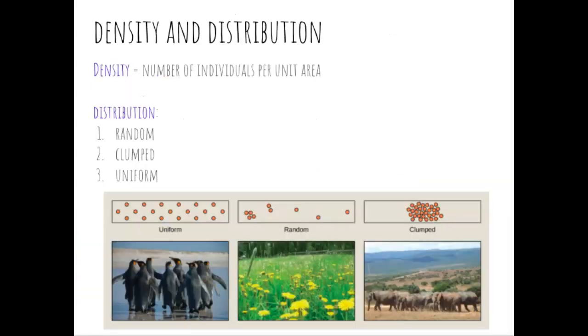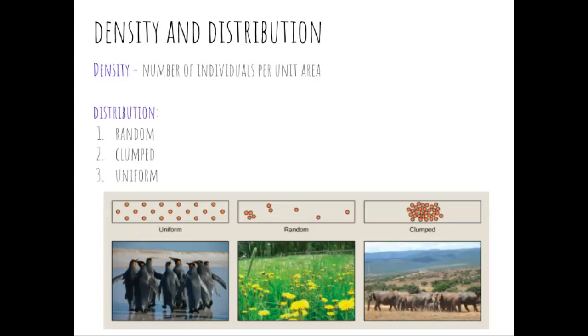Next, we have to talk about density and distribution. So density is just the number of individuals per unit area. So that is going to depend on, again, the size of your study area. So you could ask how many people occur within each acre within a city, within each hectare, or you could look at the number of individuals within a square mile. And so that number is going to be different depending on your study area.